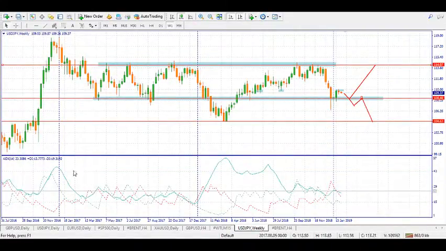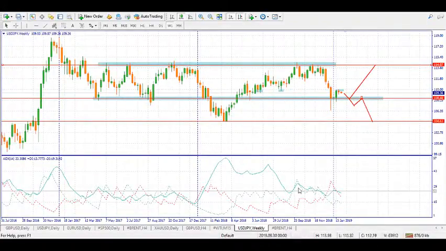This is called the average directional movement index. So it works just the same way. The only difference is that if we have the red dotted line above green, then that's a sell. If you have green above red, then that's a buy.